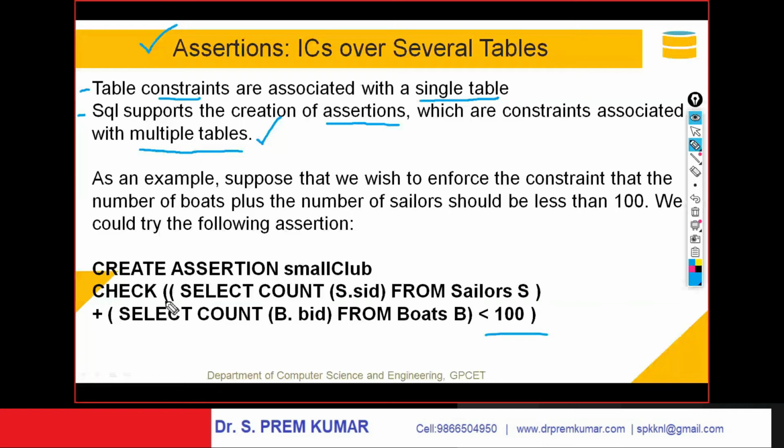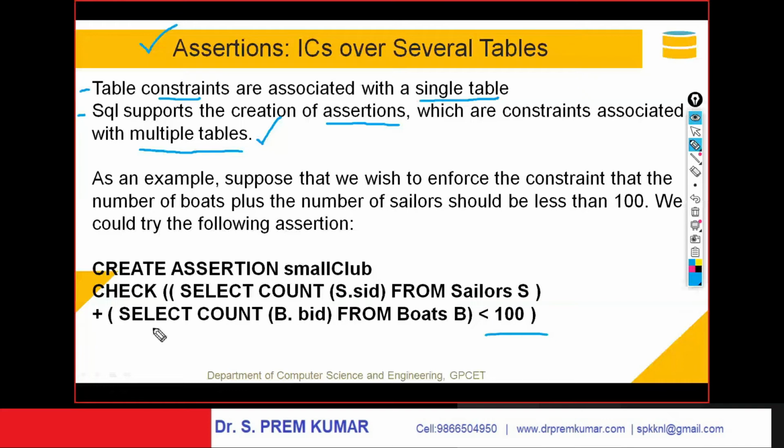Select count of sailor ID from sailors. Count gives the number of sailors. Select count of sailor IDs from sailors plus select count of boat ID from boats should be less than 100. So this count of sailor IDs plus count of boat IDs should be less than 100.